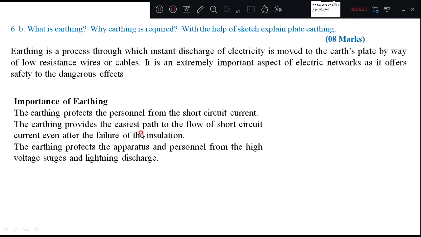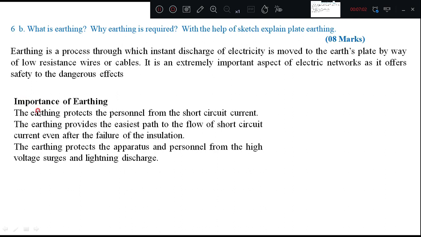In the case of failure of insulation, it is providing a low resistance path for the short circuit current. And third, the important thing is that the earthing protects the apparatus and the personnel from the high voltage surges and lightning discharges. These things you have to write for the requirement of the earthing. One is, what is the earthing? It is providing a low resistance path.